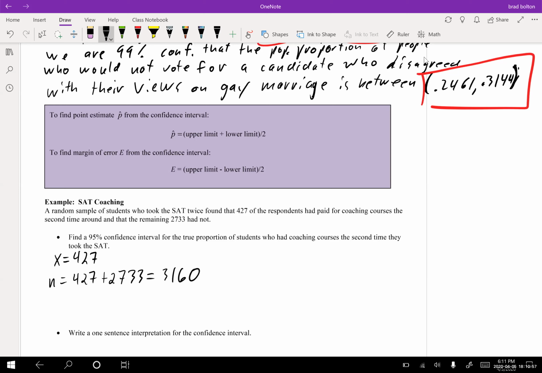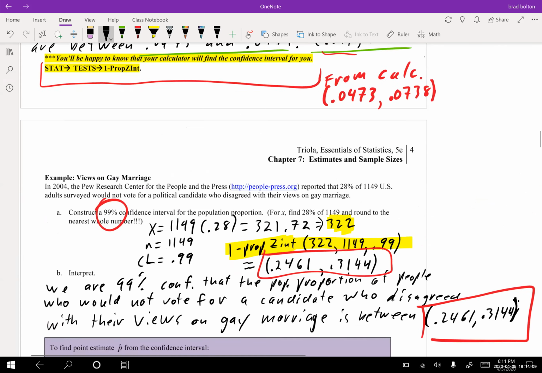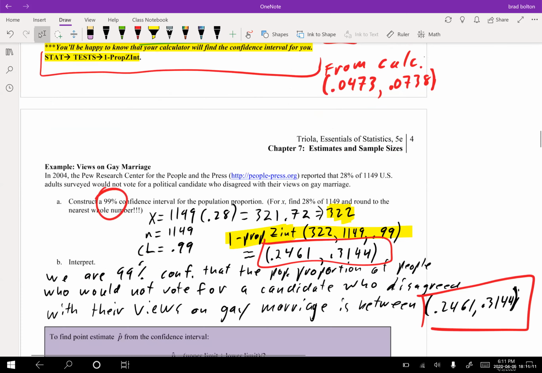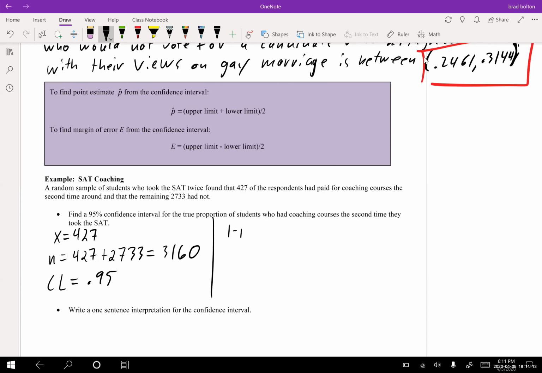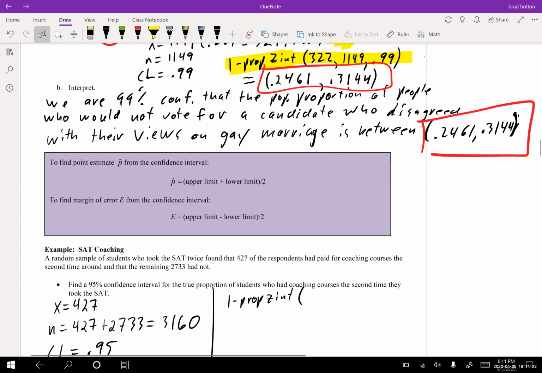Yeah, looks good. And then we always need to know our confidence level. Our confidence level is 0.95 or 95%. So we look back up here. What do they say the calculator can do? 1 prop z int. So I'm going to go 1 prop z interval, and this is going to spit out our interval for us. So we're going to do just like before, through our X value. In this case, it's 427. Our N is 3,160, and our confidence level is 0.95.